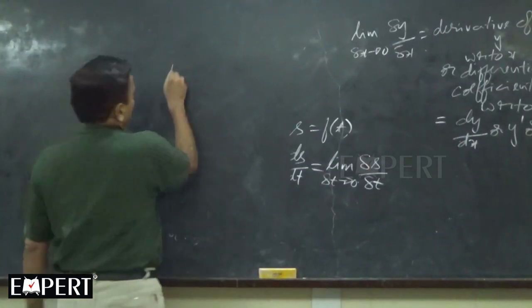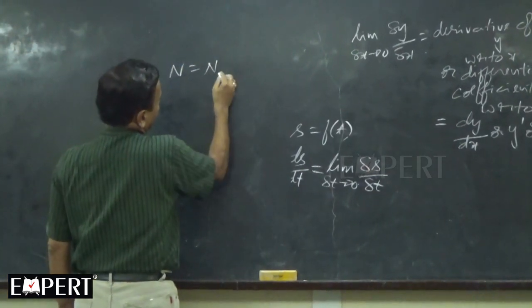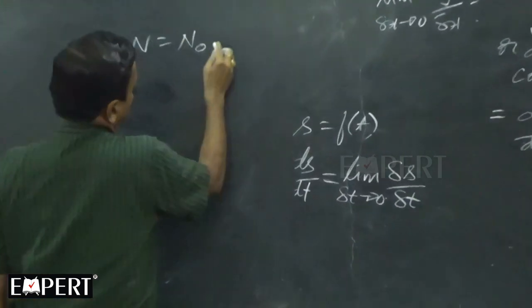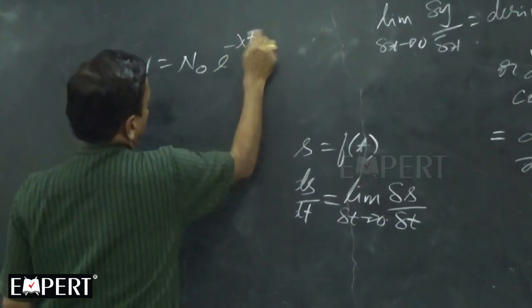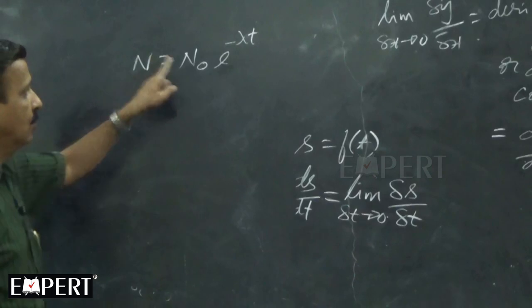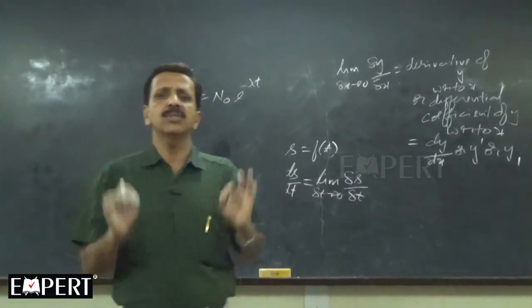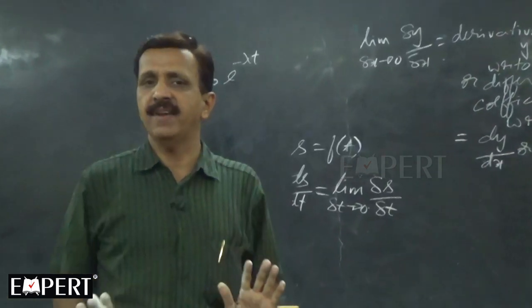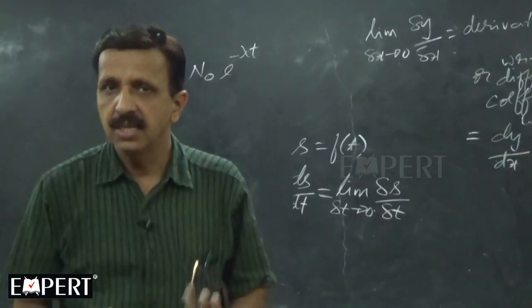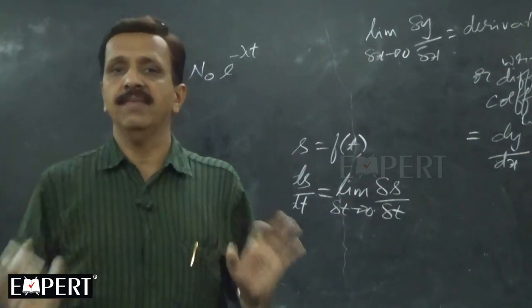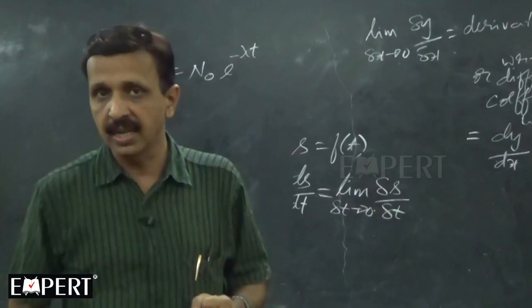radioactivity. And radioactivity is governed by this particular equation, N is equal to N0 into e to the power of minus lambda t. Whenever you come across any equation, don't be afraid. Try to analyze what are the constants in that equation. Then we will get a hold on that particular equation.